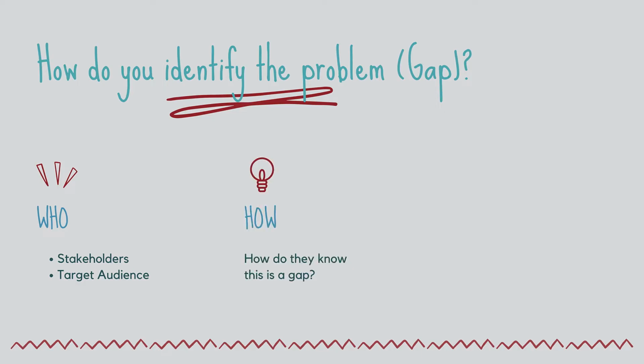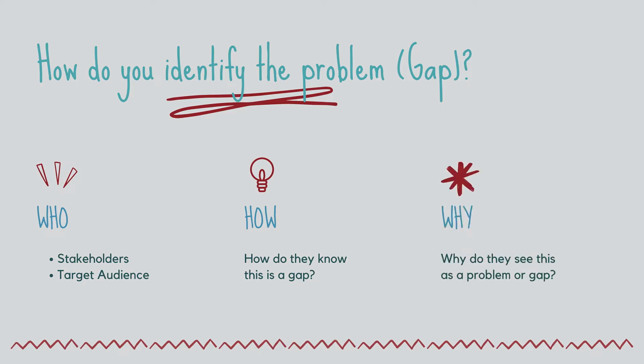So while you are meeting with these stakeholders and the audience, you want to ask them, how do you know this is a gap? Do you know this is a gap based on data? Do you know this is a gap because you feel it's a gap? Do you know this is a gap because somebody's telling you it is missing? So you also want to know, how do you know this is a gap? It's really important because everyone's how might be different based on their perceptions of the gap itself.